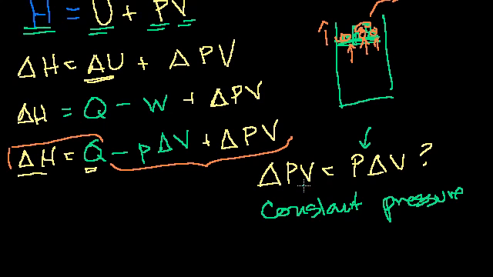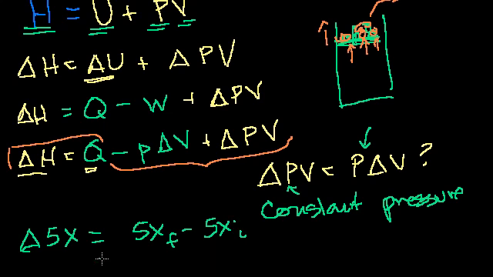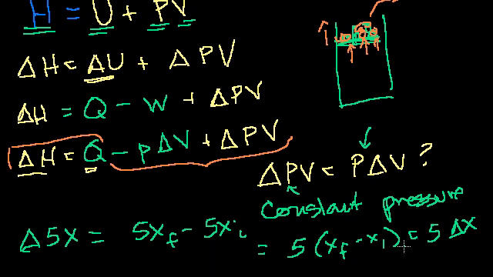Or if you view it another way, if this is a constant, you can just factor it out, right? I mean, if I said the change in 5x, you could say that's equal to 5 times x final minus 5 times x initial. And that's just equal to 5 times x final minus x initial, which is just equal to 5 times the change in x. It's almost too obvious for me to explain. Sometimes when you over-explain things, it might become more confusing. So this applies, and the 5 is just an analogy for a constant. So if pressure is constant, then this equation is true.